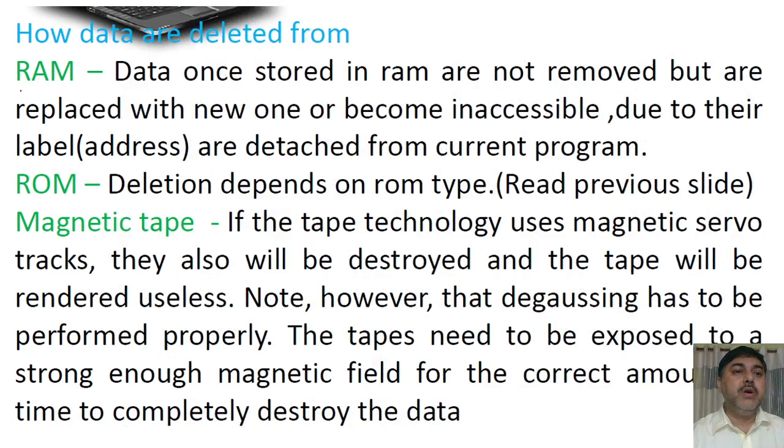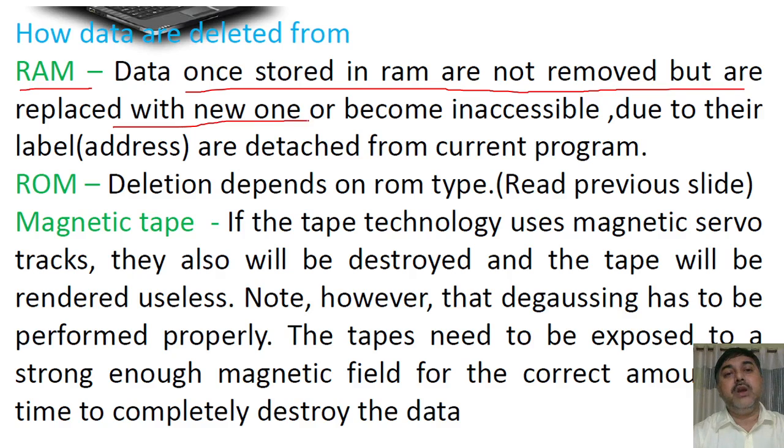Now I will discuss how the data are deleted from the different units of your storage sections. Number one is RAM. From RAM, how can we delete it? The data stored in RAM is not removable, but is replaced with new data, and the old data becomes inaccessible.